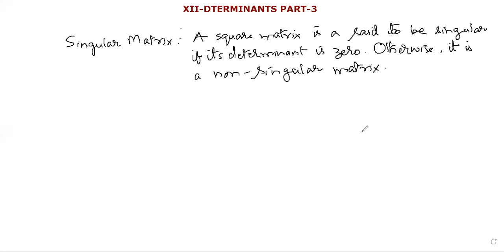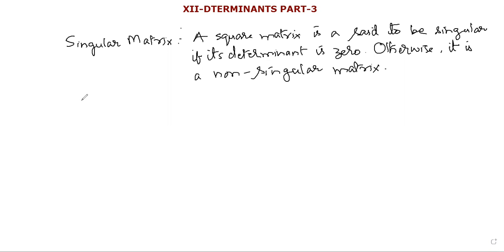Yes. So a singular matrix is a square matrix. First of all, as I told you, there is no question of writing the determinant of a matrix which is not a square matrix. If it is a square matrix, then we can write the determinant. Otherwise, we cannot find its determinant. So a square matrix is said to be a singular matrix if its determinant is zero. It means if we find its determinant and we get the value zero, then it is a singular matrix. Otherwise, it is not a singular matrix.